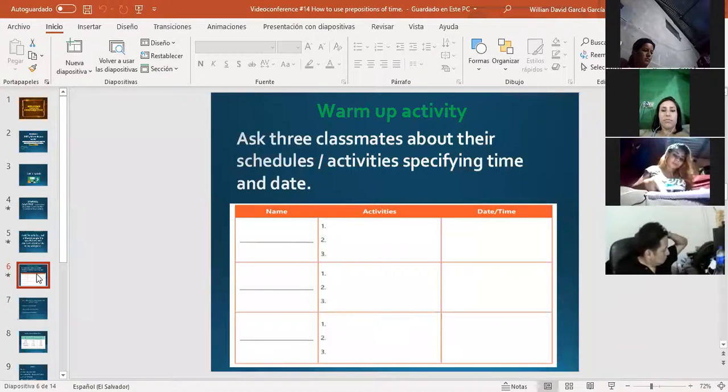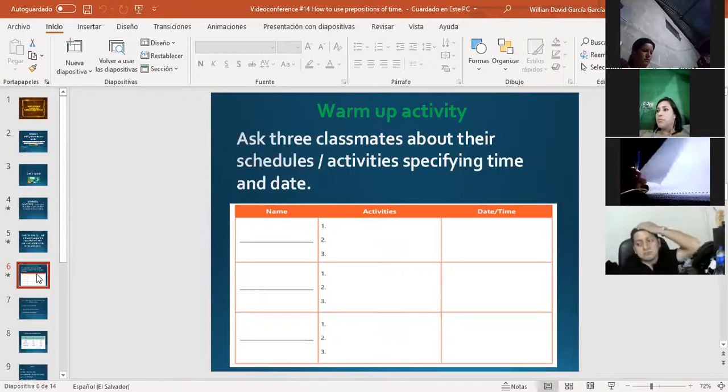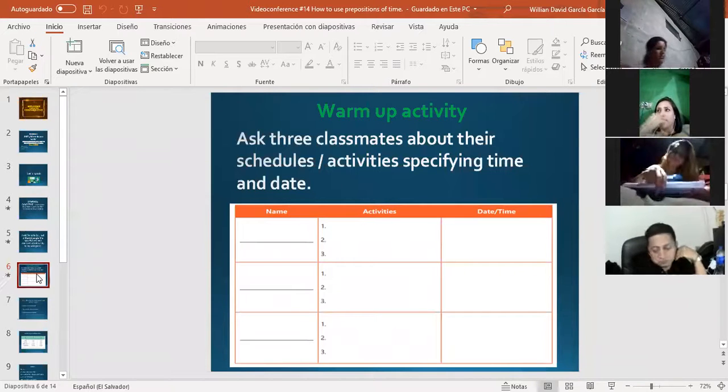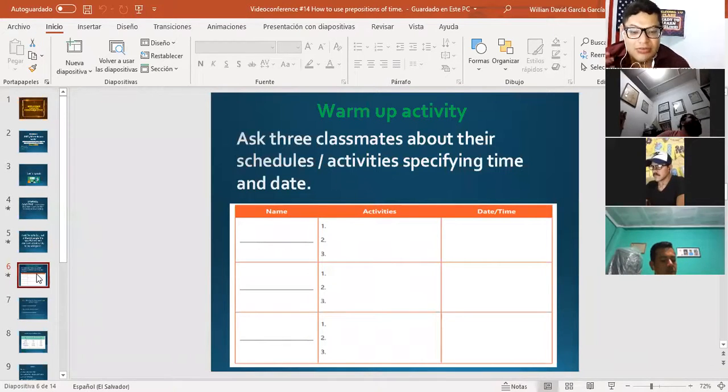¿Se recuerdan que hablamos acerca de aquellas activities that we used to do? Acerca de horarios, the schedules, the activities specifying the time and date, right? We were talking about that. Estamos hablando de eso en la clase anterior, and we also reinforced part of this content. Exactly, we were talking about this topic.